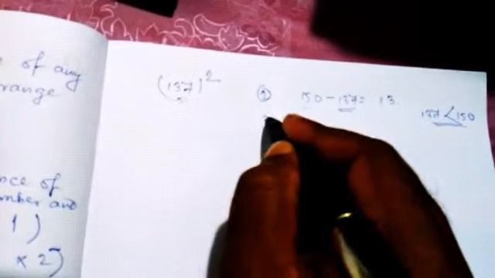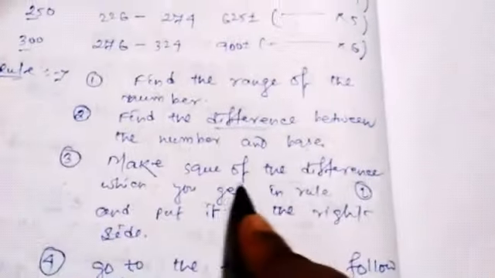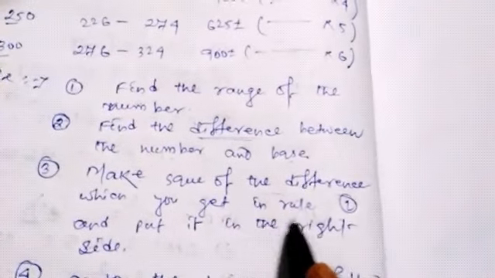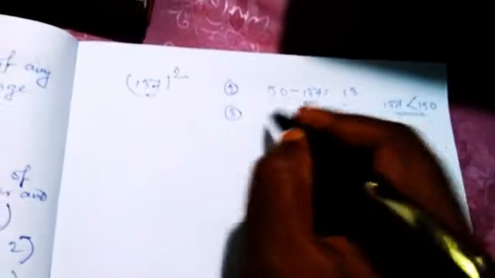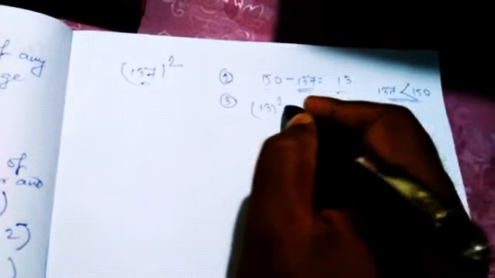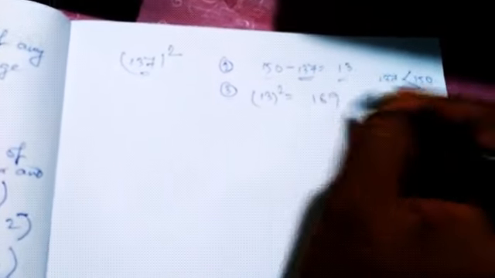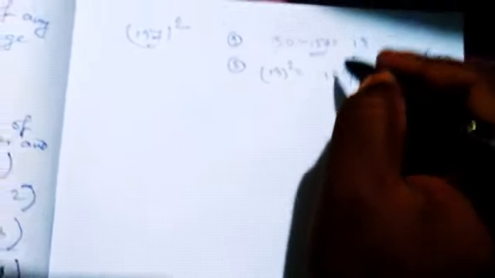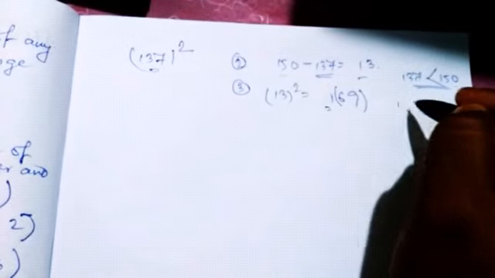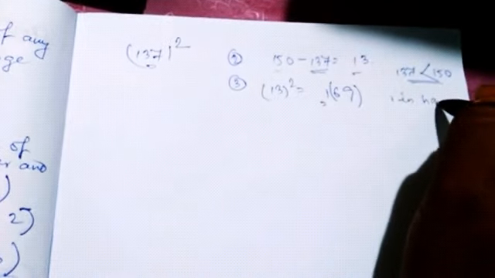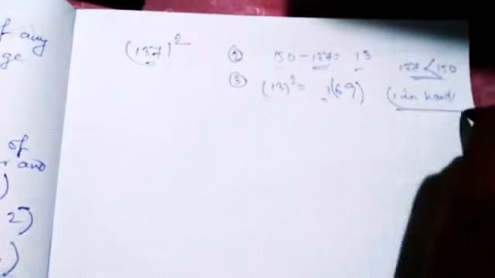And according to the third rule, make square of the difference which you get in rule 2. So you have got the difference is 13. The 13 square is 169. You will take only 69 and 1 will be in hand.